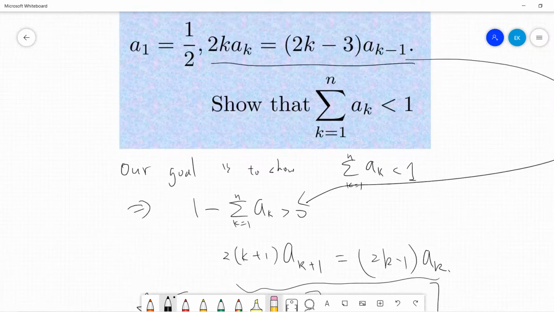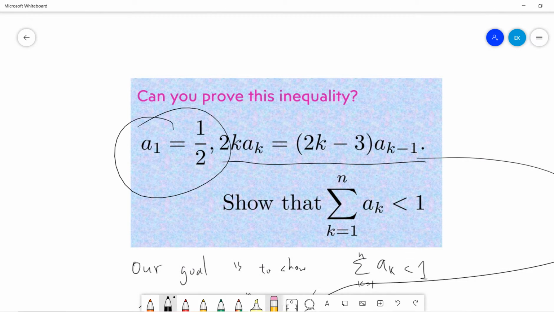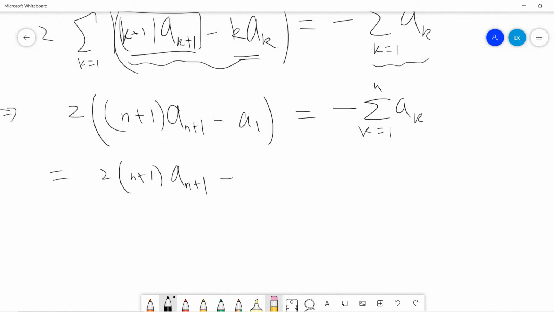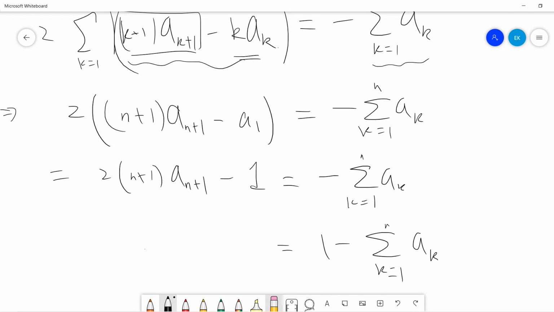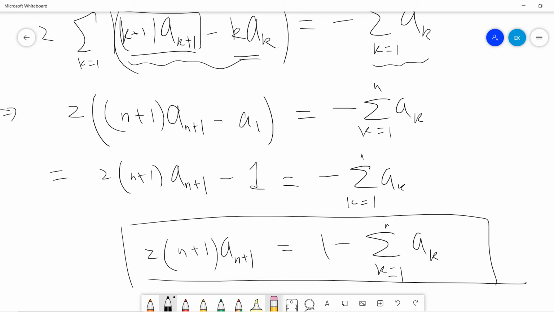But in the beginning I set a1 to be a half, so this term will be 1. So finally you get 1 minus the sum of a_k from k equals 1 to n equals 2(n plus 1) a_(n plus 1).